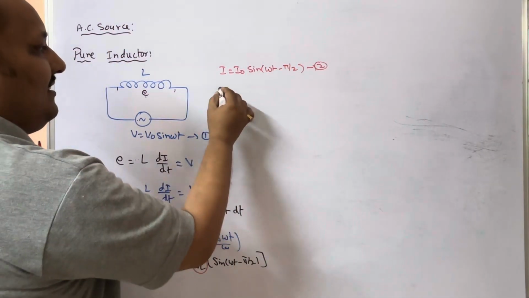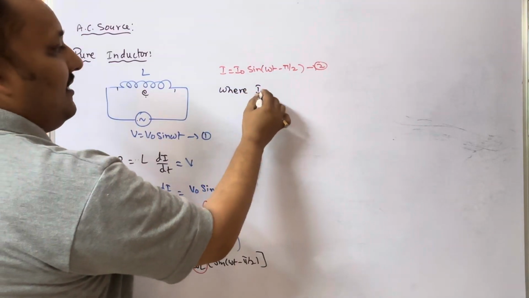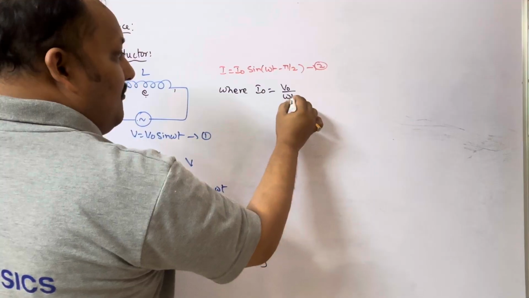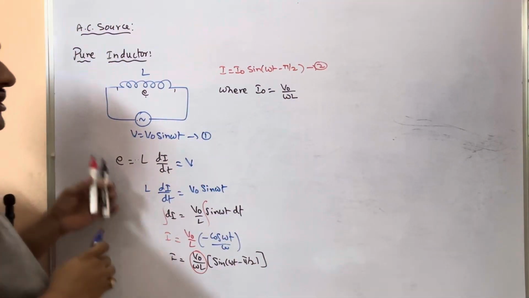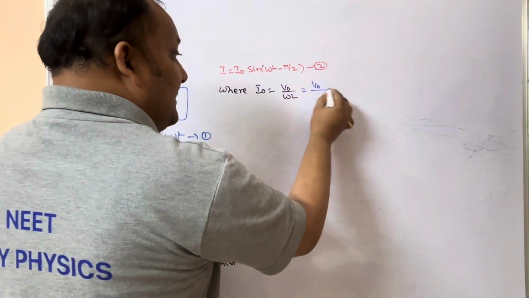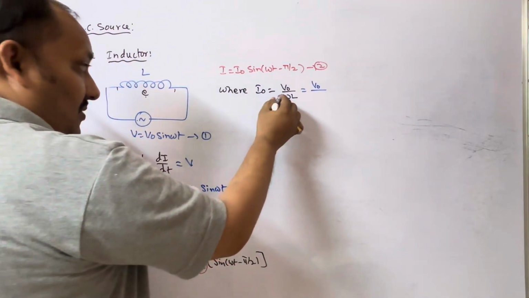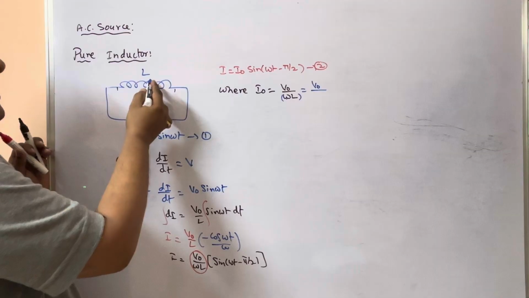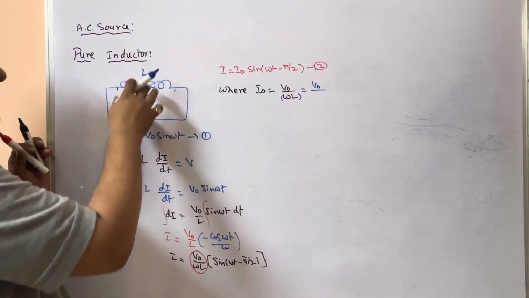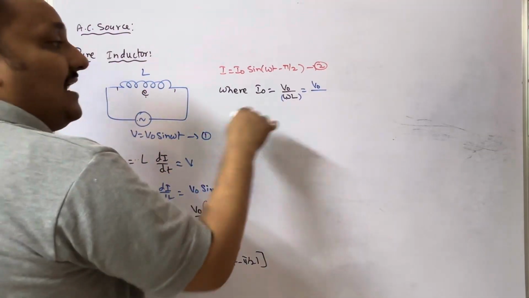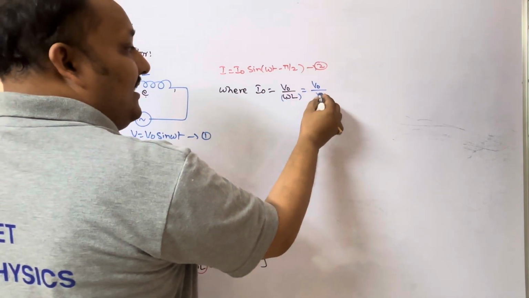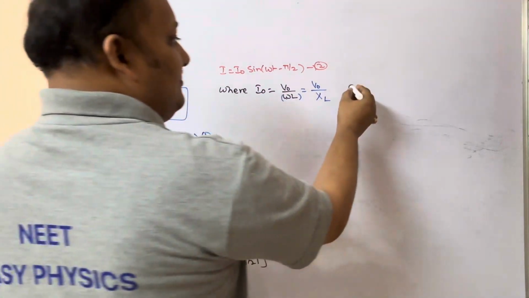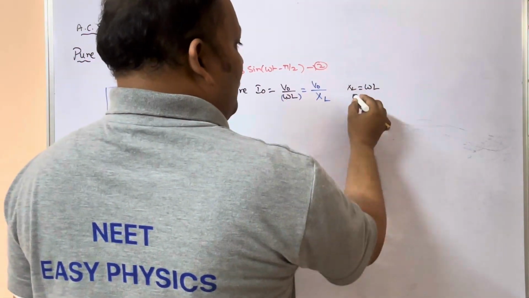What is I naught here? I naught is going to be V naught by omega L. Always in the denominator we will get a resistance term. Now, what is the resistance term for this inductor? This inductor is going to apply some amount of resistance to the flow of AC, alternating current. That one only we are calling inductive reactance. What is XL now? XL is going to be omega L.